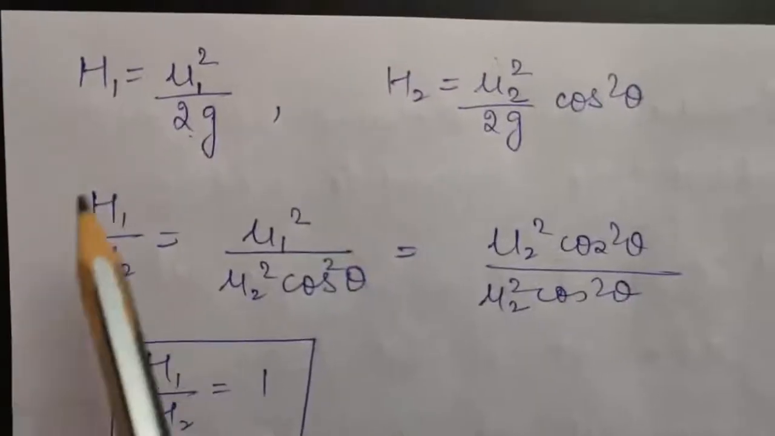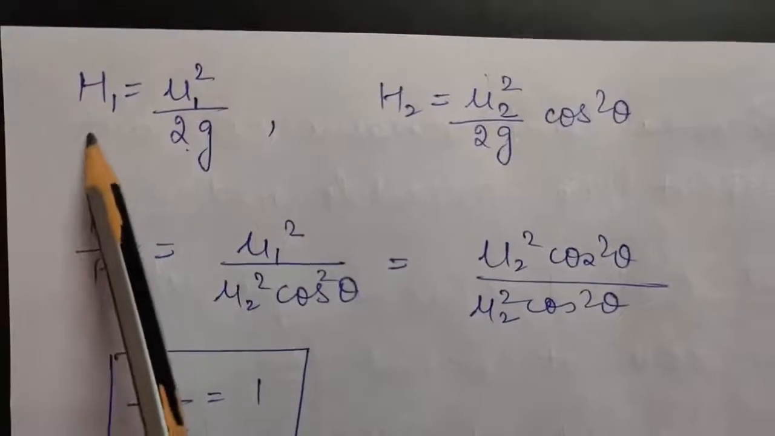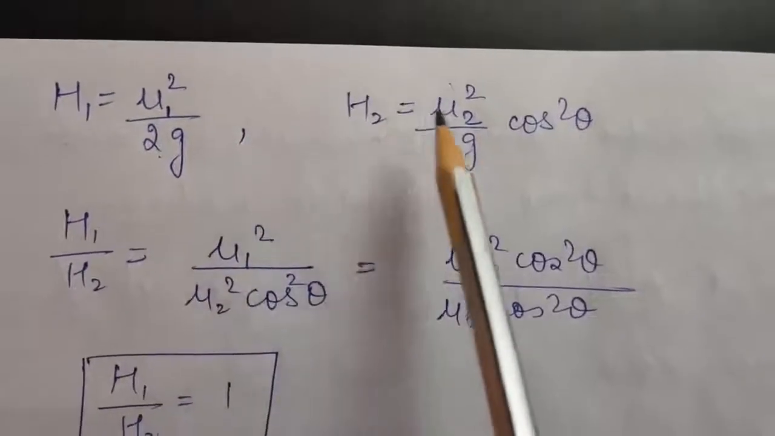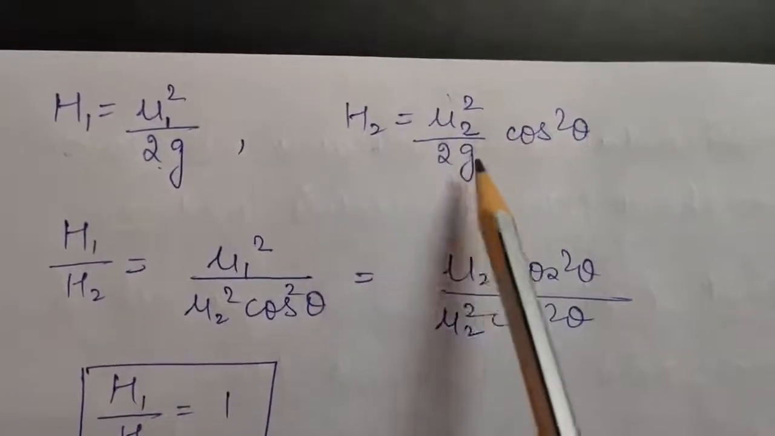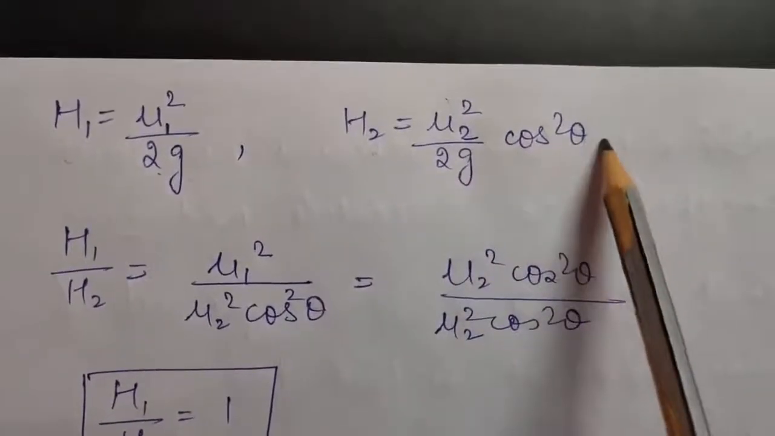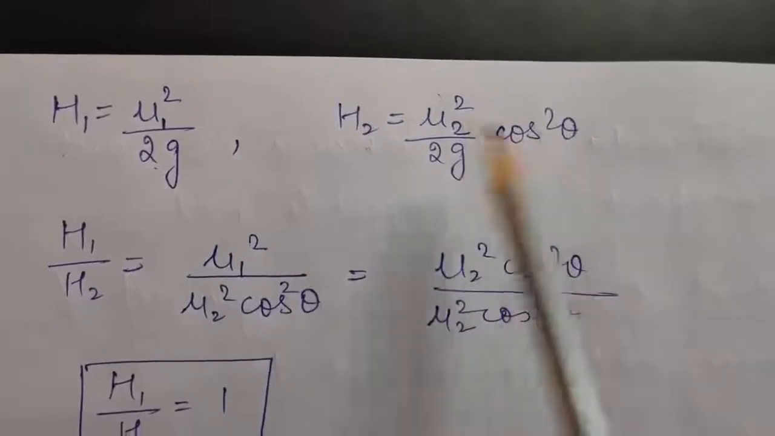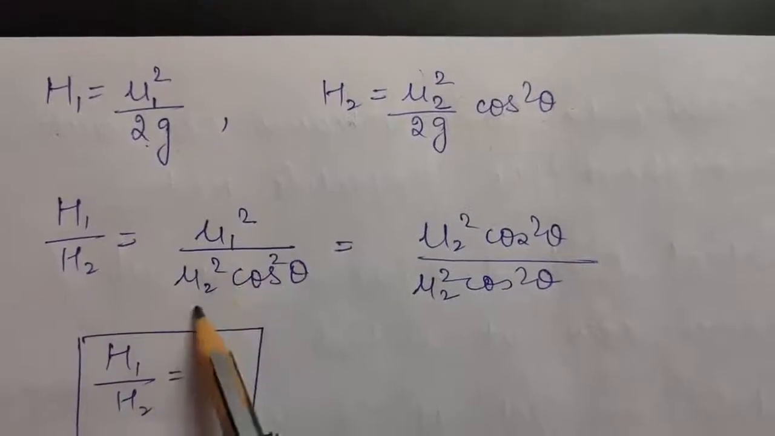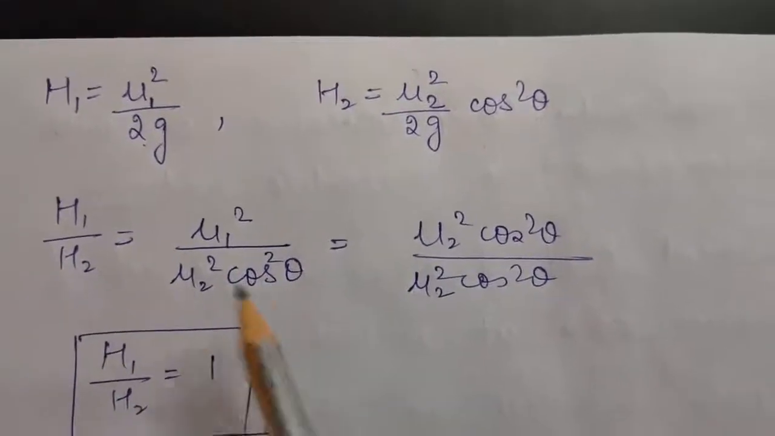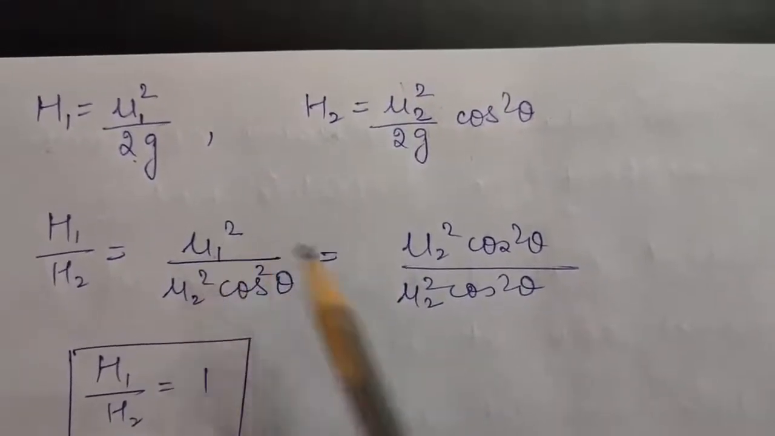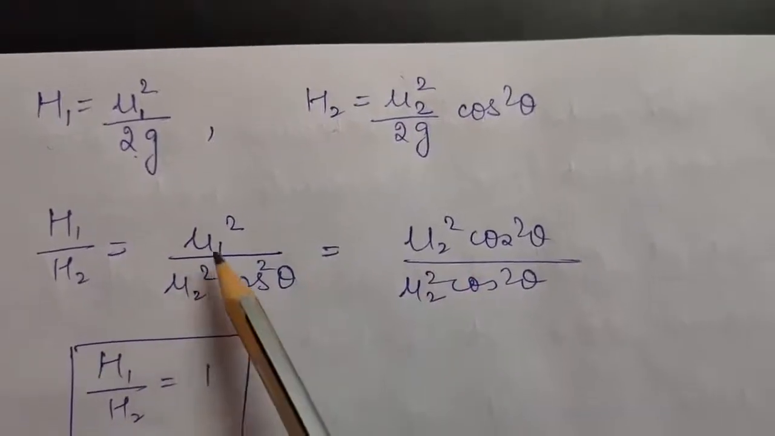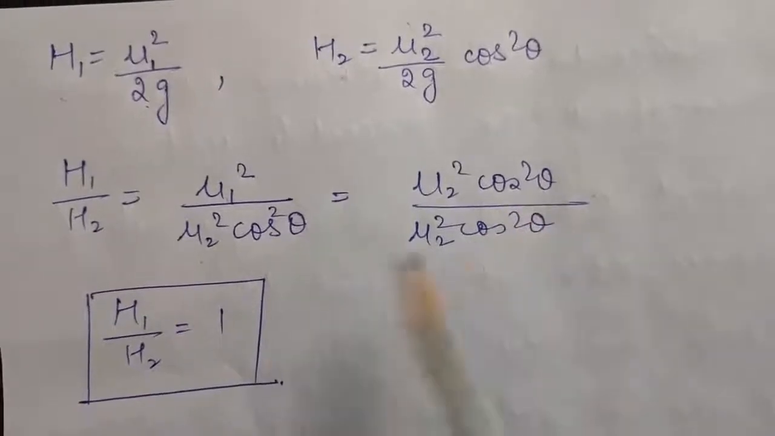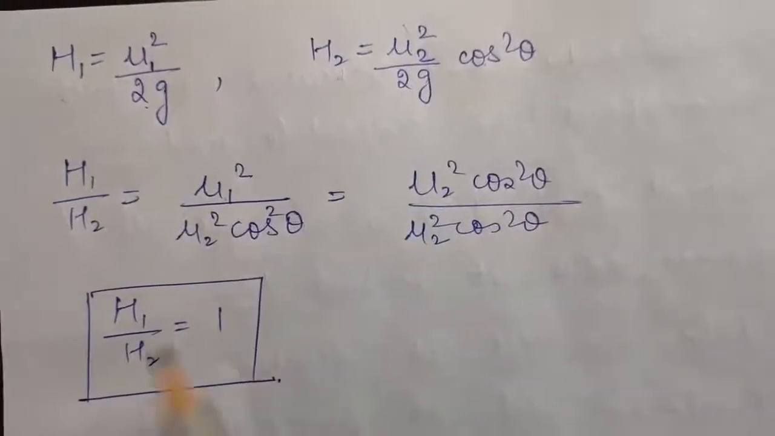So now the maximum height attained by the first body of mass m will be u1 square by 2g, and h2 for mass 2m will be u2 square cos square theta upon 2g. Now you have to calculate their ratio. So h1 by h2 will be u1 square upon u2 square cos square theta. Just now you have calculated u1, that is u2 cos theta. So u1 square will be u2 square cos square theta. So from here this will cancel out. So h1 by h2 will come to be 1.